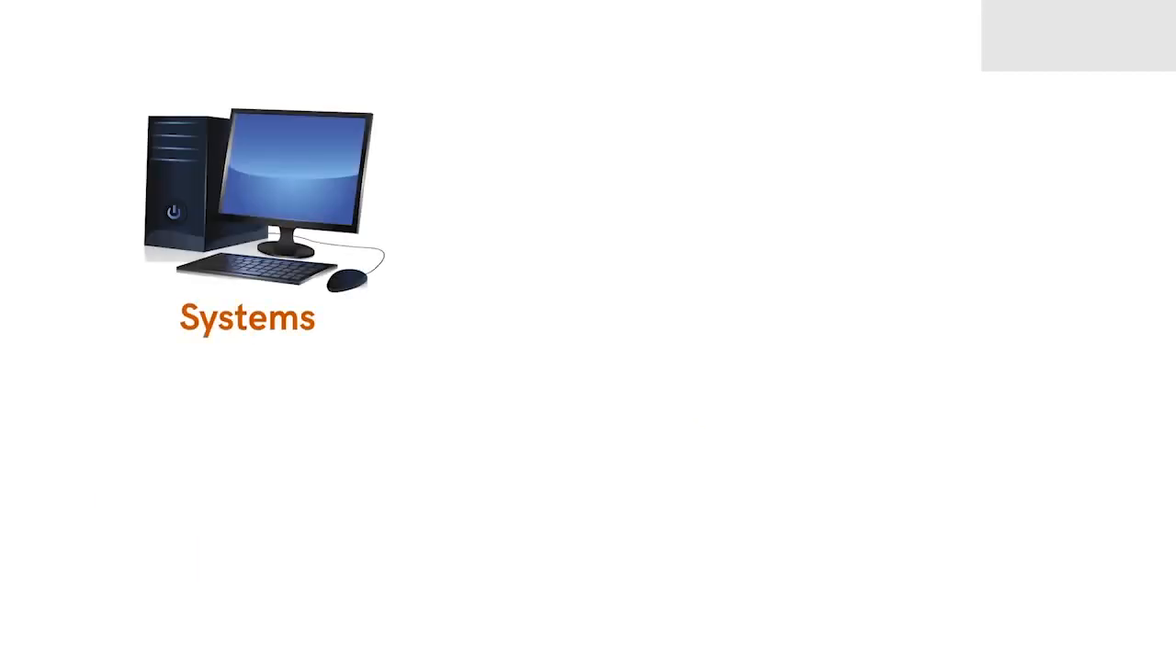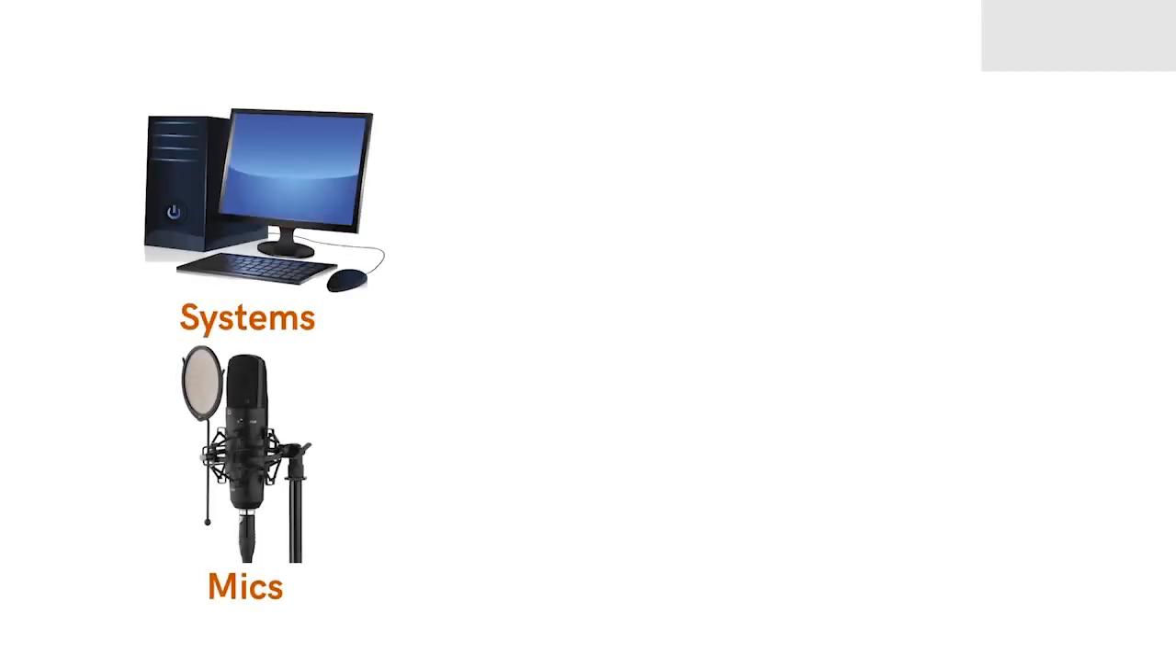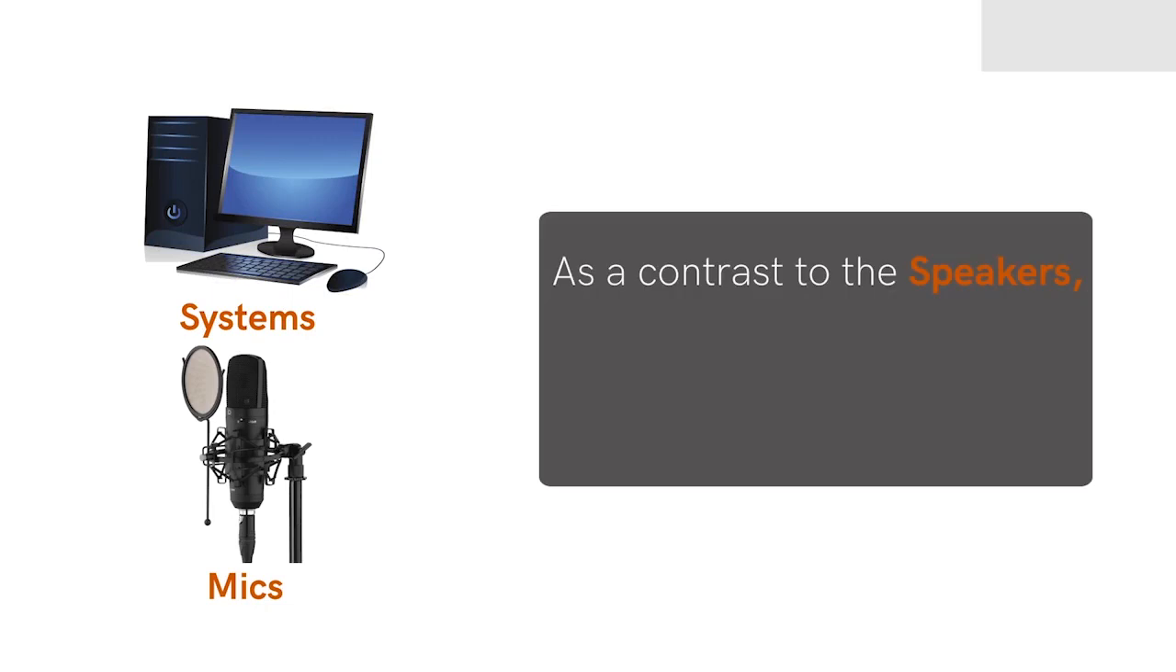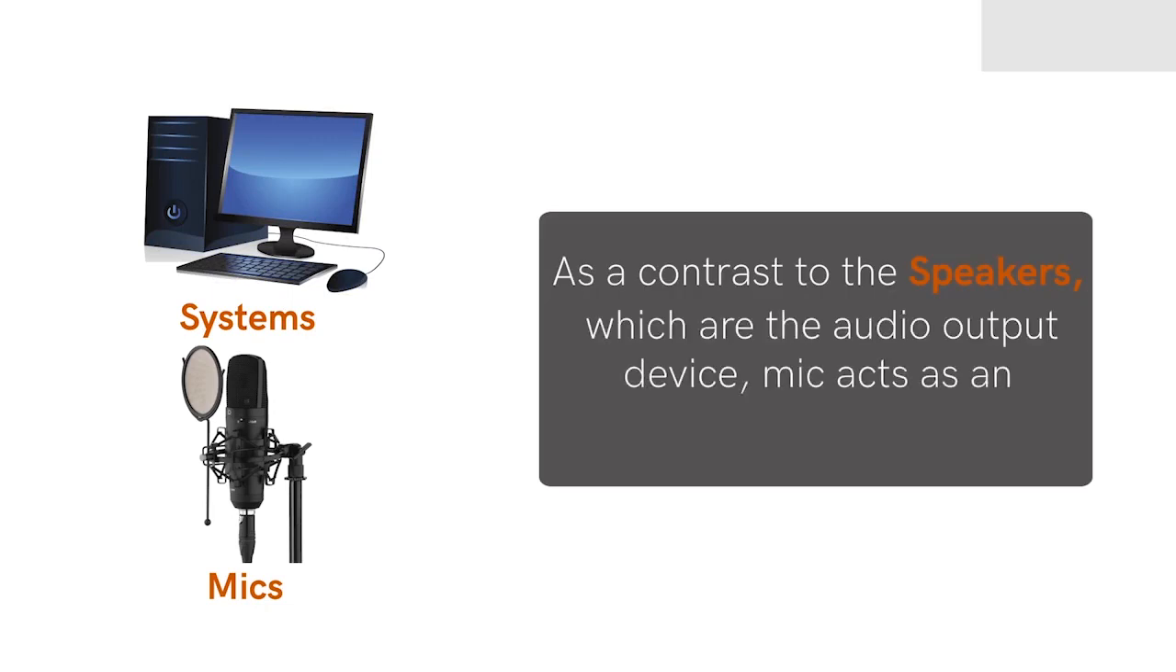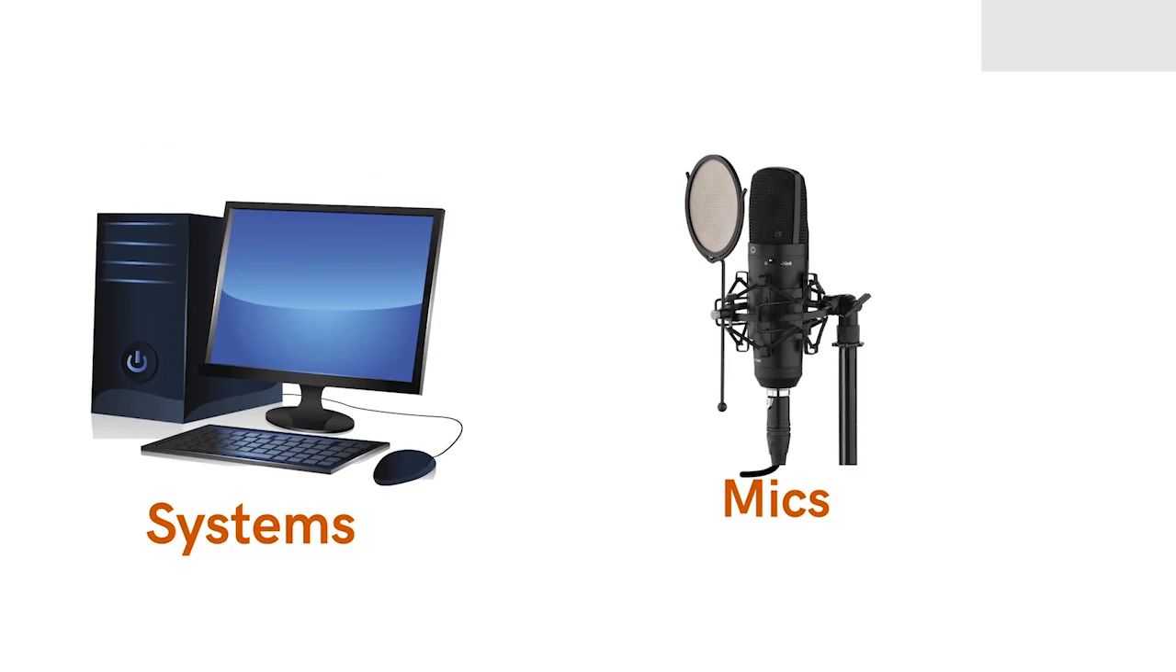In few systems, mics are also associated. As a contrast to the speakers, which are audio output devices, mic acts as an audio input device. For example, when we need to record voice, we require an audio input device. Otherwise, the voice would not be caught in the system.